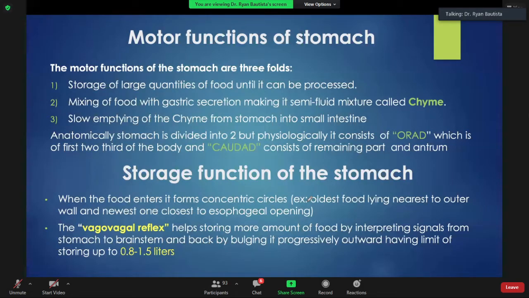Anatomically, the stomach is divided into two. Physiologically, it consists of an orad, which is the first 2/3, and the caudad, which is the remaining part. Your stomach, as I've mentioned, has what you call your vasovagal reflex. It helps in storing the amount of food by interpreting signals from the stomach and brainstem, bulging it progressively outward, having a limit of 0.8 to 1.5 liters of food.